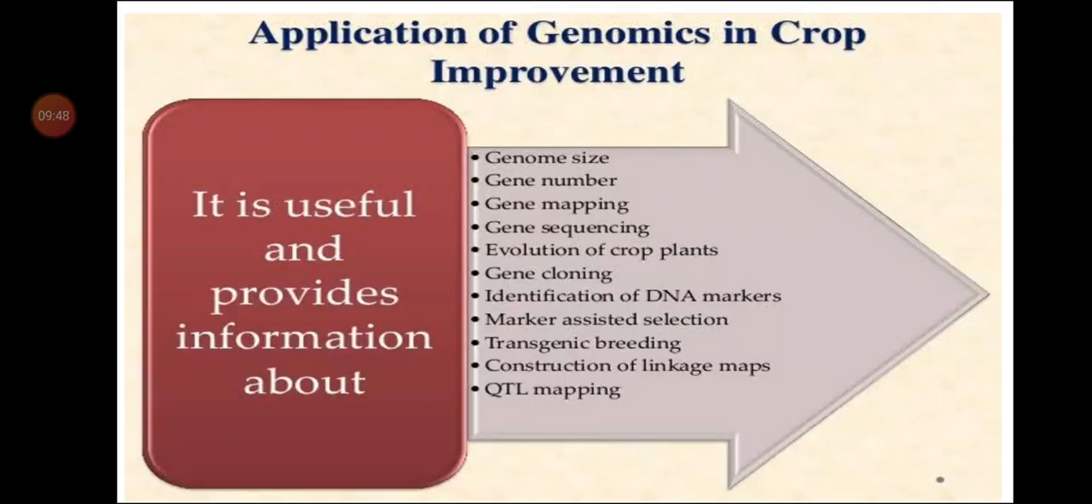First, it is used in improvement of crop plants, human health and livestock. How? It provides information about genome size, gene number, gene mapping, gene sequencing, evolution of crop plants, gene cloning, identification of DNA markers, marker assisted selection, transgenic breeding, and QTL mapping. You have not studied all these points in detail. Just remember that genomics is useful in crop improvement, human health and livestock.